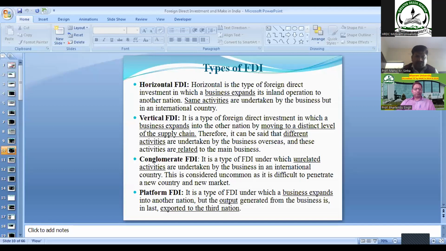Next one is platform FDI, a platform for export to another country. Just for example, Make in India. In the case of the Make in India initiative, the Government of India has given an open offer to every corner of the world to come to India, manufacture in India, do the production activity in India and export from India. Exporting from India is basically a kind of platform FDI.